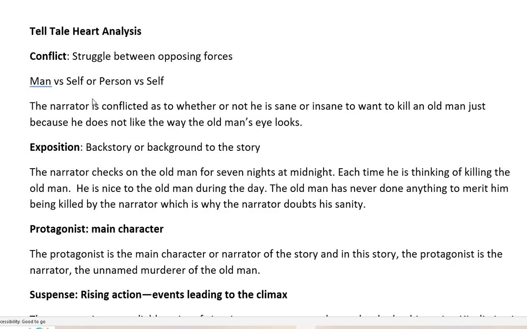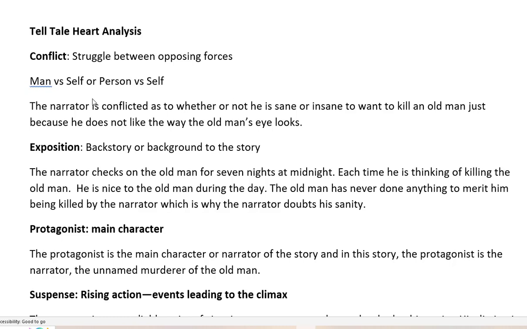The outer conflict is between the protagonist, the young man, the murderer, who wants to kill the old man's eye. So the old man and the young man, those are the two opposing forces. So that's person versus person. So in The Tell-Tale Heart, the conflict is man versus self and person versus person.